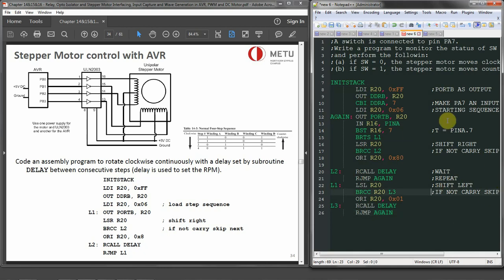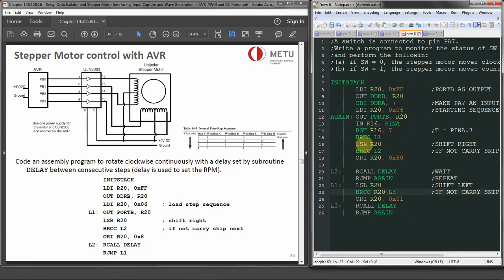I'll just repeat. So we set port B to be an output and port A to be an input for the switch. First we set the first sequence as 6, and then we get the switch input. So if the input is set or reset, 0 or 1, we make an action based on that. So if it's set, it has to move to over here.